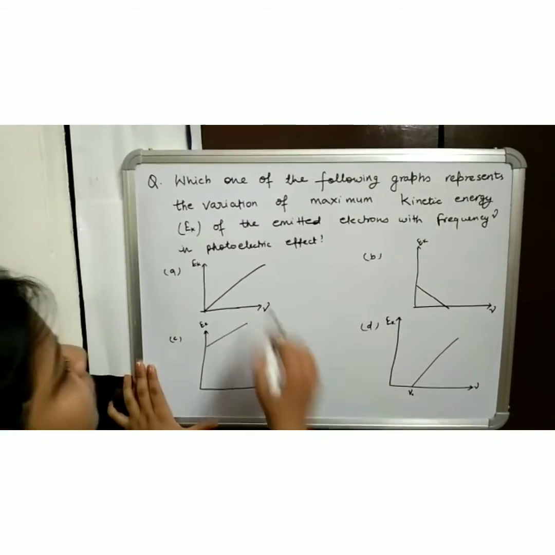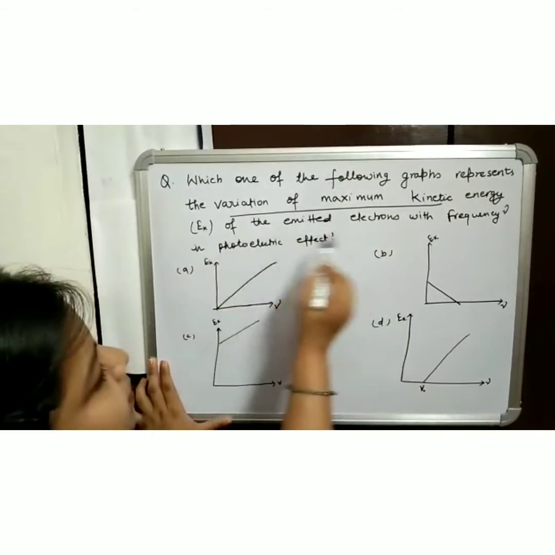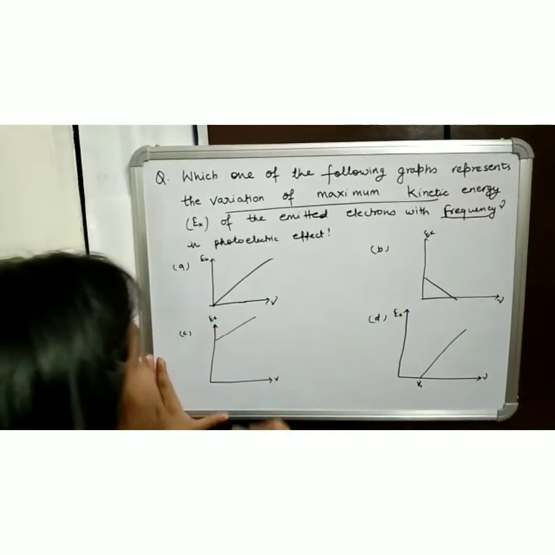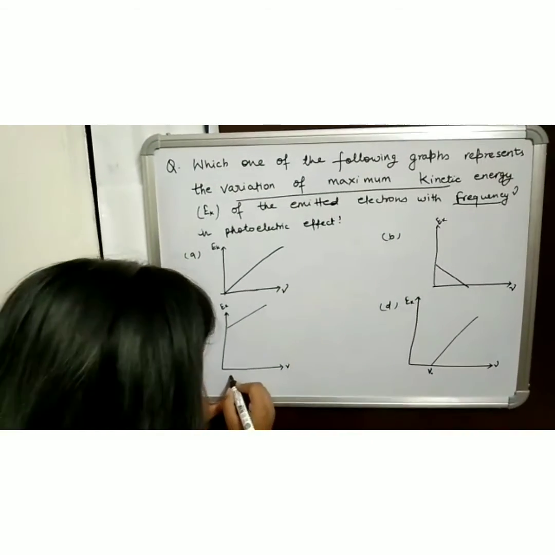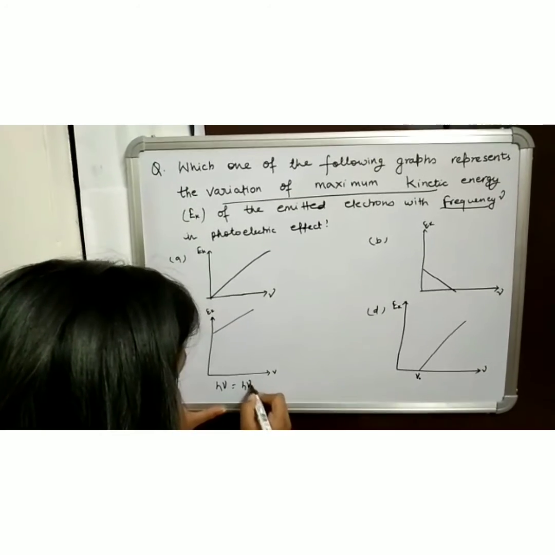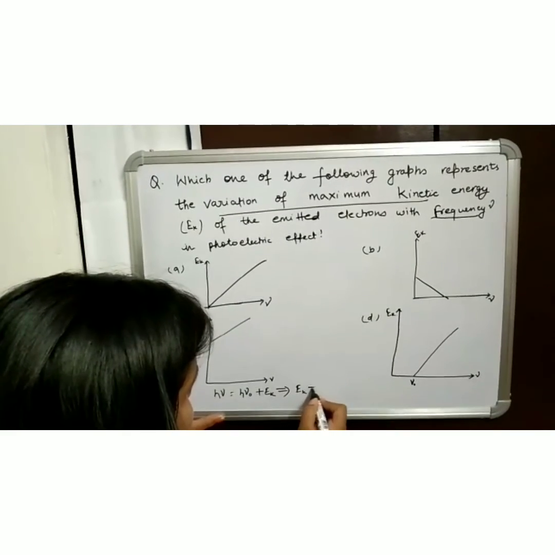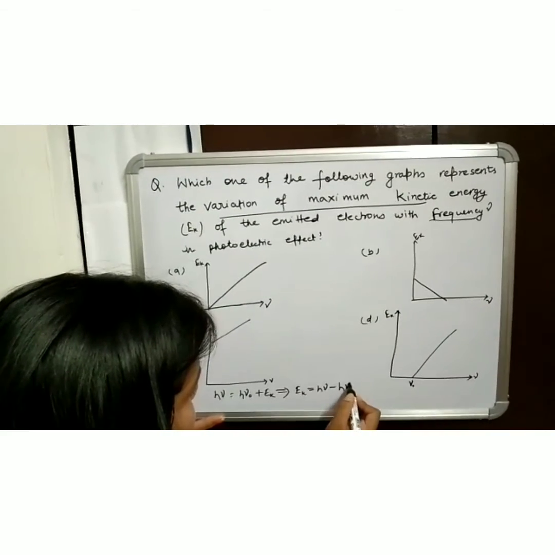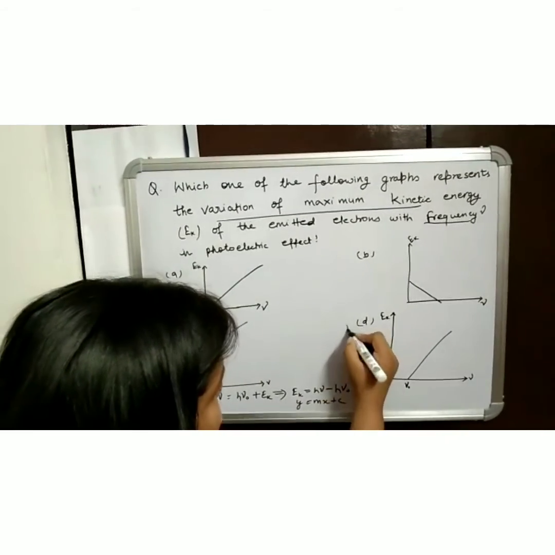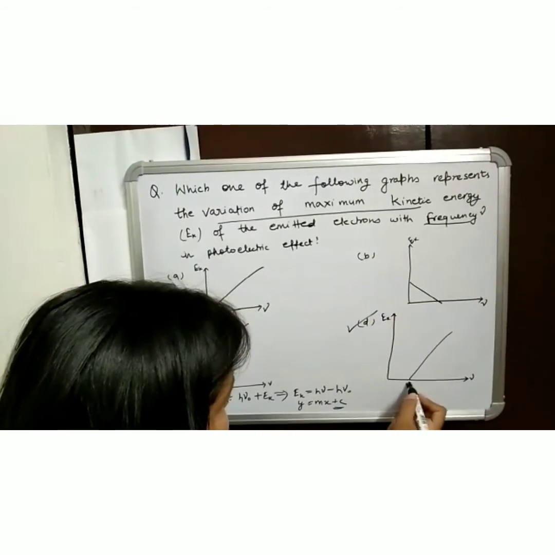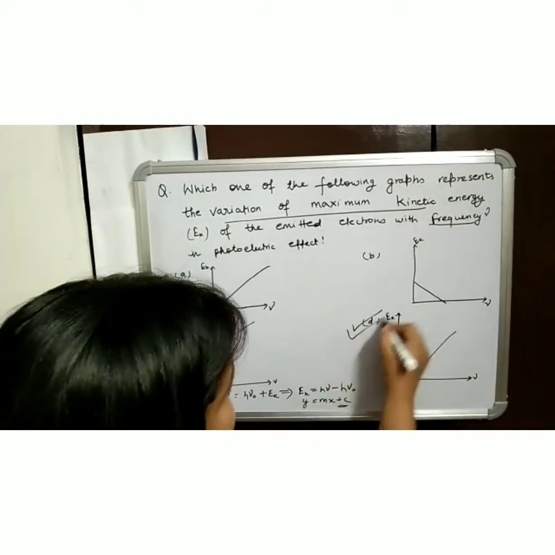The question says, which one of the following graphs represents the variation of maximum kinetic energy of the emitted electrons with frequency mu in the photoelectric effect? There are 4 graphs here. As we know, the equation is h mu is equal to h mu naught plus Ek. Here we write this equation in this form: Ek is equal to h mu minus h mu naught. This is a straight line equation and it satisfies option D. Here the intercept is negative and this is the slope. So option D is correct.